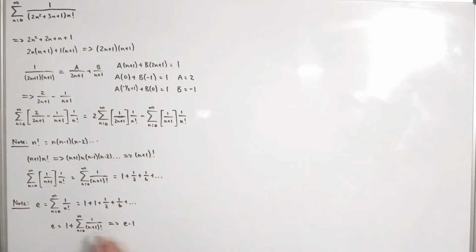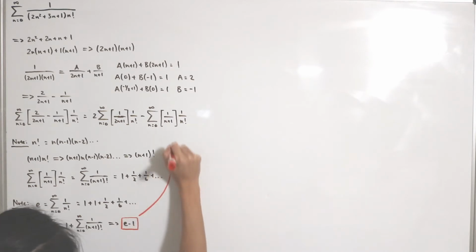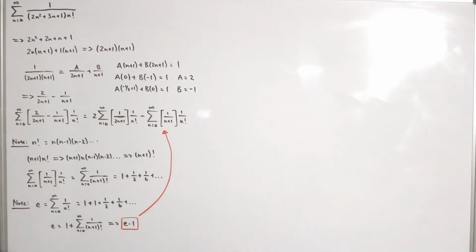So I'll just box this in red. And let me also draw an arrow. This is our evaluated series for this series in particular. Okay, cool.